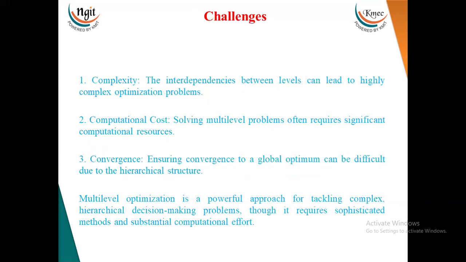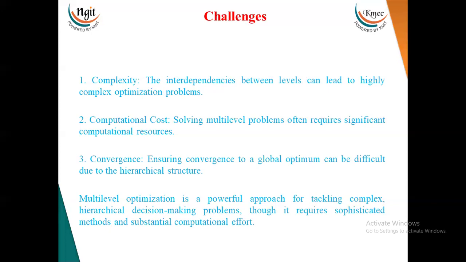And what are the challenges? For this particular multi-level optimization: complexity, computational cost, and convergence. As there are more interdependencies between the levels, it will lead to the highest complexity problems. In order to overcome that, you have to manage and balance between all the levels with the optimization constraints. And as we are working with significantly more complex problems, all the computational resources have to be maintained. So we should not go beyond the defined computational cost and convergence.